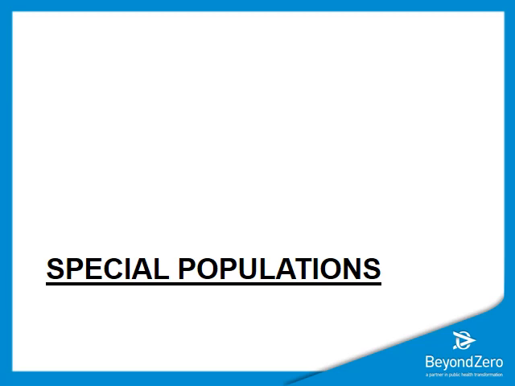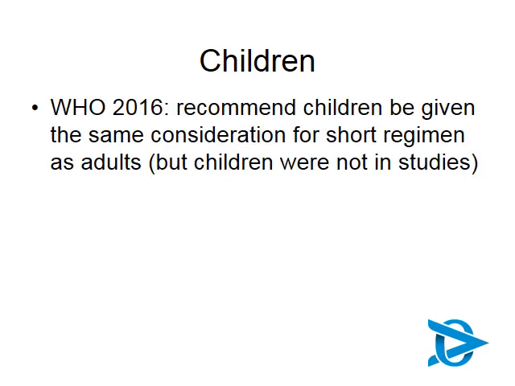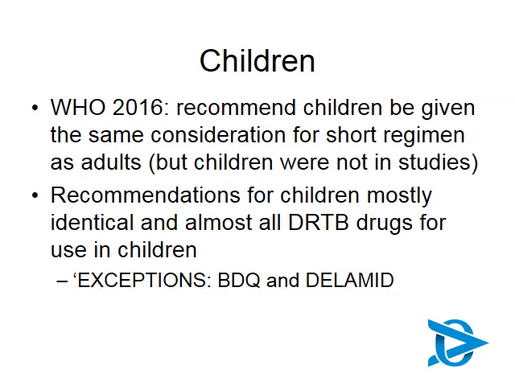The standard regimens are great for our fairly standard presentations, but there are special populations which makes it more complicated in terms of making a decision. The special population I want to spend the most time on is that of children, and where are we with them with a 9 to 12-month regimen. The WHO guidelines of 2016 recommends that children be given the same consideration for short regimen as adults. But children were not in the actual studies that were done, and so there's still a lot of experts that have differing opinions on the use of the short regimen in children.